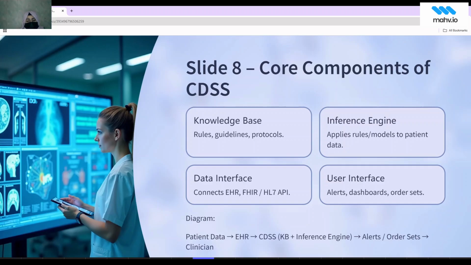dashboards, and order sets. So if we go through that flow, first of all there is patient data, then there is the EHR, electronic health record, then the CDS system with the knowledge base, that is rules, guidelines, and protocols, along with the inference engine that applies rules. And then at the end we have alerts and order sets, and at the end there is a clinician.